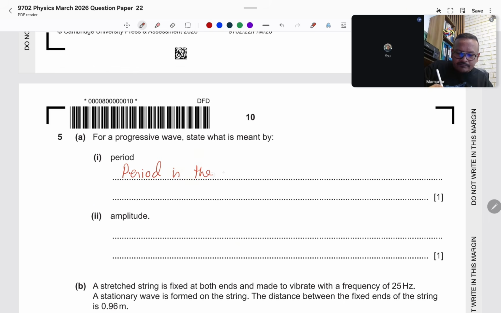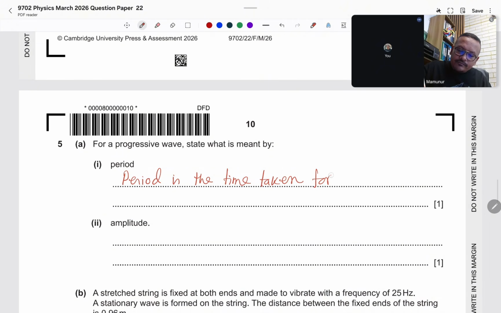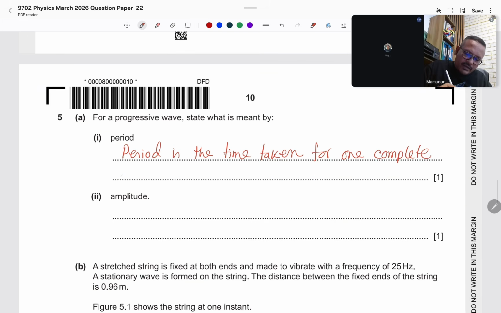Period is the time taken for one complete oscillation. And then it's about the amplitude.